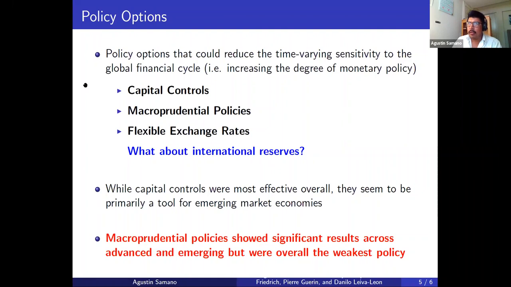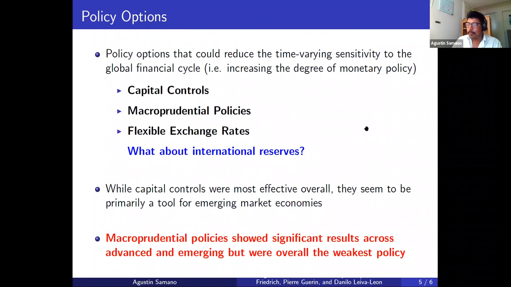Finally, they explored different policy options. I will add, would you consider studying other policies such as international reserves? For example, as I mentioned before, there is a literature that studies international reserves as a source of macroprudential policy, or a kind of macroprudential policy. So maybe it would be interesting to also add this measure to your study.